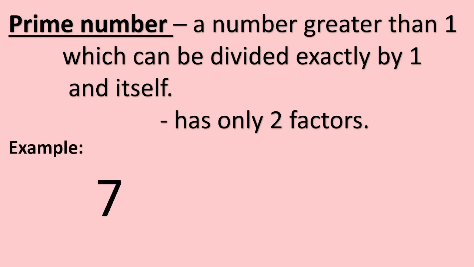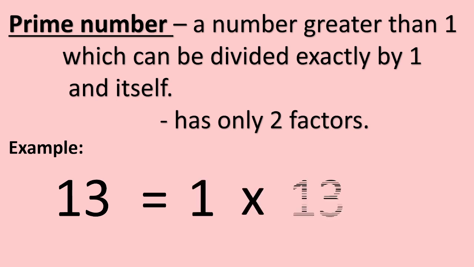Another: 7. 7 is a prime number. The factors of 7 are 1 and 7. 7 can be divided exactly by itself and 1. Another: 13. 13 is a prime number. The factors of 13 are 1 and 13. 13 can be divided exactly by itself and 1.